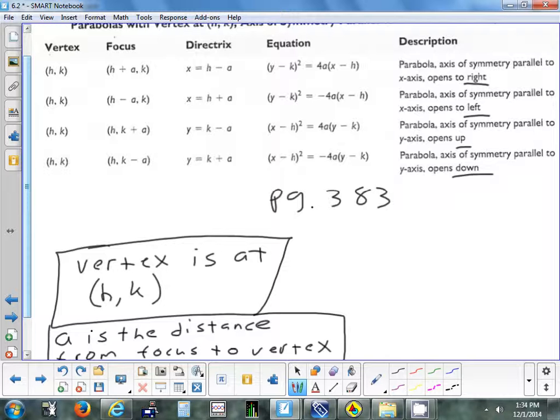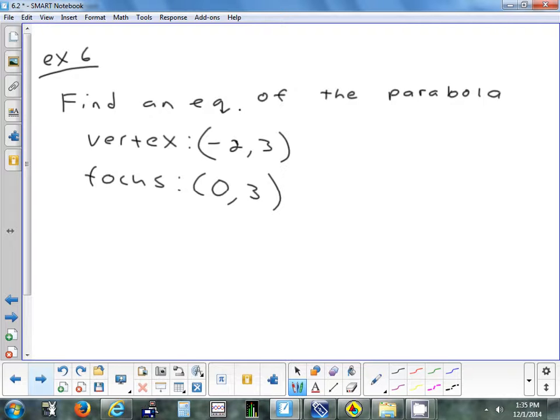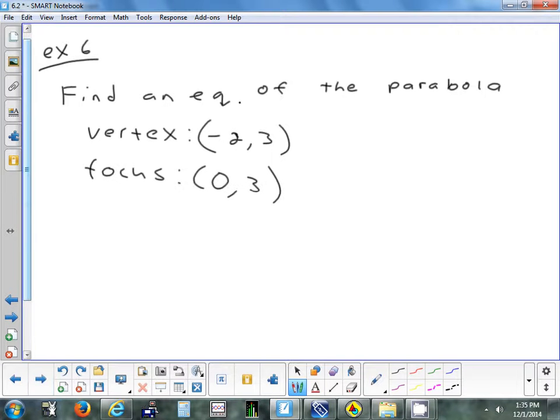Now there are 3 letters you need to find to do this. You need h, you need k, and you need a. Those are the 3. Let's try an example, and we'll go back to that table, or you can just look at it in your book. It says the vertex is (-2, 3) and the focus is (0, 3). Find the equation of the parabola.